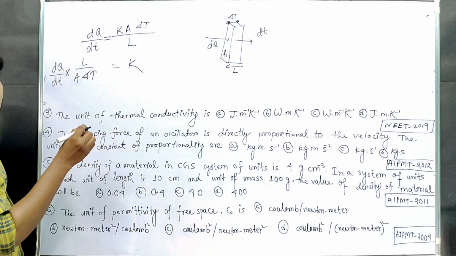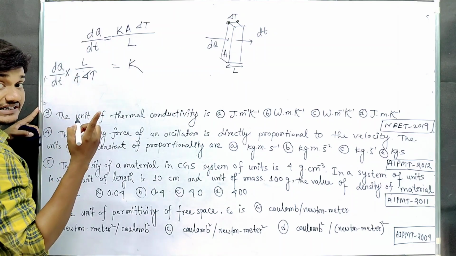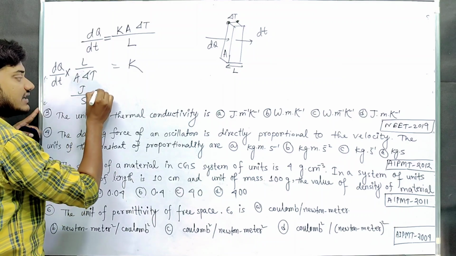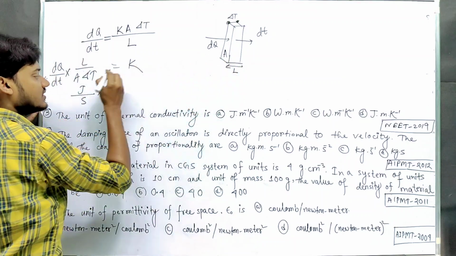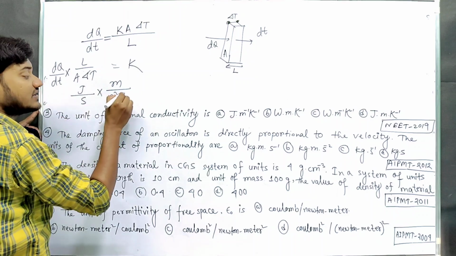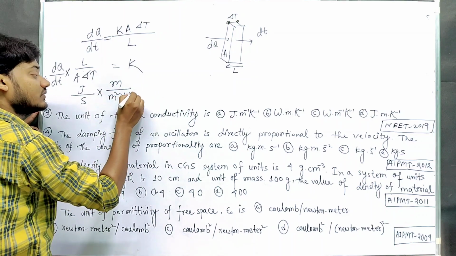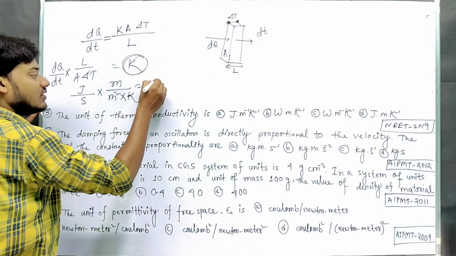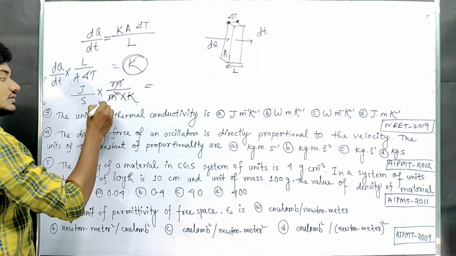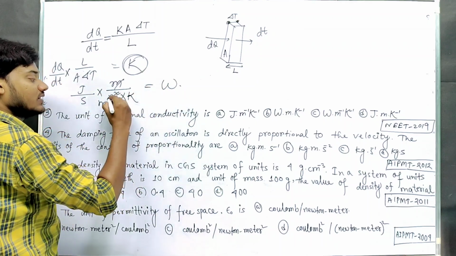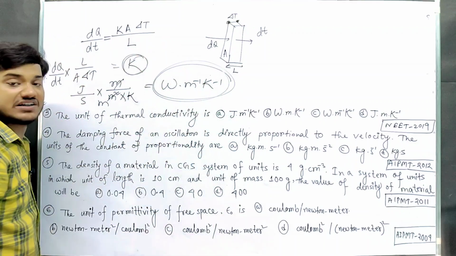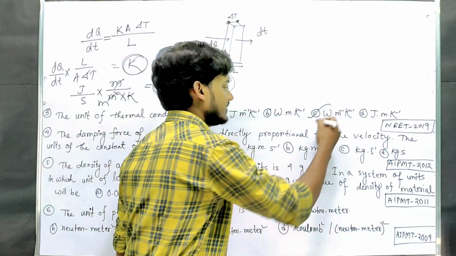dQ heat means joule, dt is second, L is meter, area is meter square, delta T temperature difference is Kelvin. This is thermal conductivity. Joule per second equals watt, meter goes up so it becomes inverse, Kelvin inverse. So the right answer is watt meter inverse Kelvin inverse. Option C is the right answer.